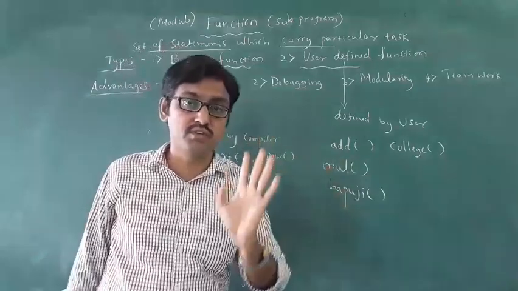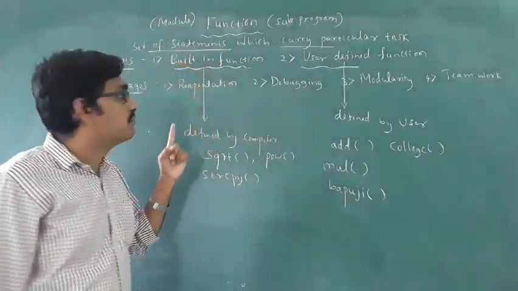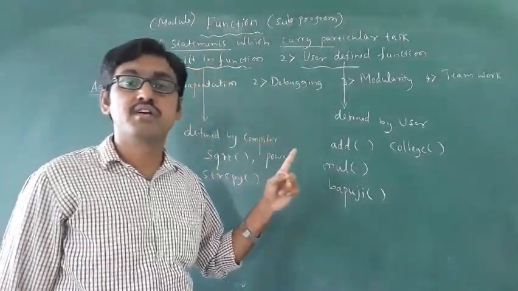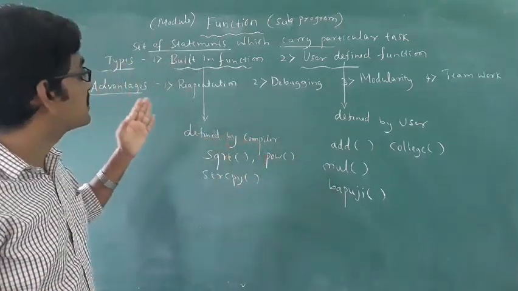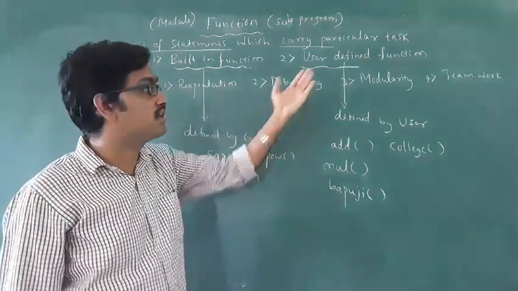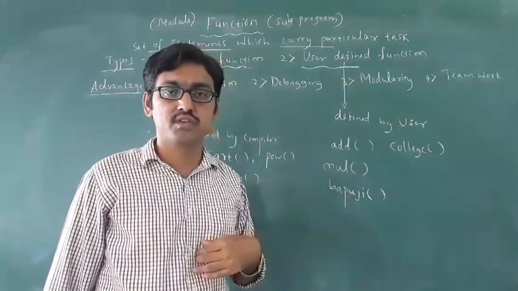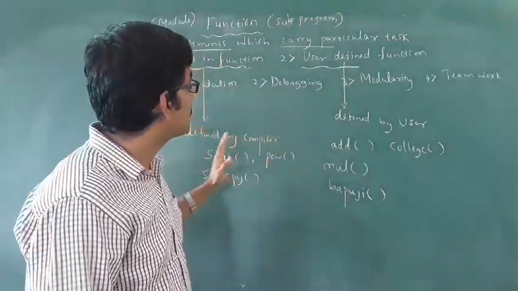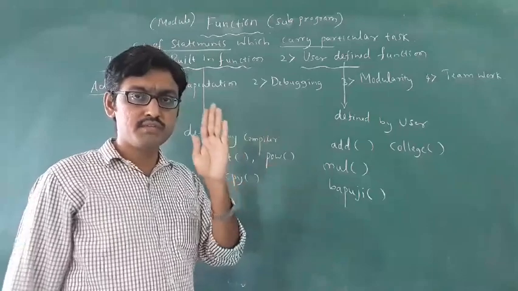There are two types of functions we have. The first one is a built-in function, the second one is a user defined function. Built-in functions are defined by the compiler, but these are defined by the users. These points you have to remember.